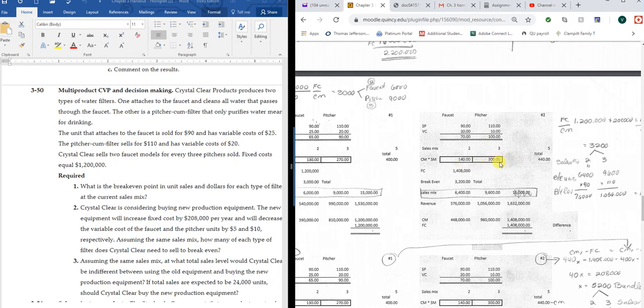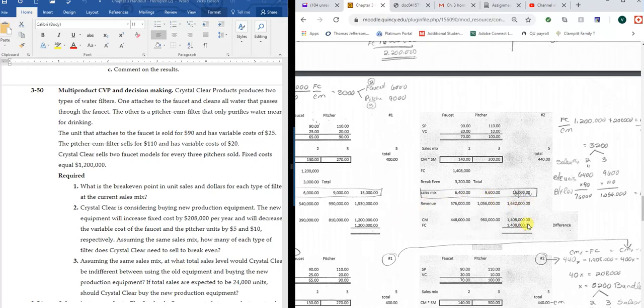Add them together, 140 plus 300. It wants how many of each type. So I need just simply break even in units. I have fixed costs of 1,408,000 divided by 440,000 gives you 3,200. That is baskets of goods, which I take times 2 for the faucet and times 3 for the pitcher. And there's your answer, 6,400 and 9,600.